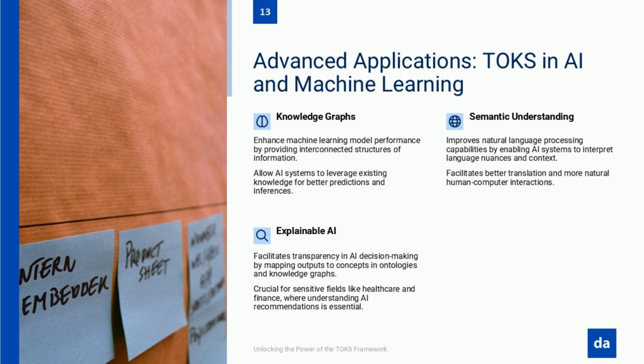Perhaps most importantly, the integration of TOKS with AI and machine learning can lead to significant improvements in model accuracy. Early studies and implementations have shown that TOKS-enhanced AI systems can achieve up to a 30% increase in accuracy across various tasks. This improvement is not just a marginal gain, it represents a substantial leap in AI capabilities that can translate to more reliable and effective AI applications across industries.